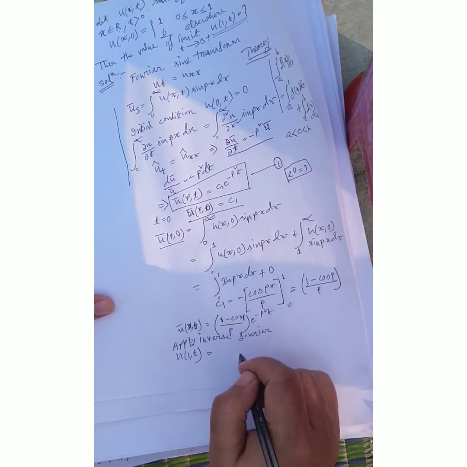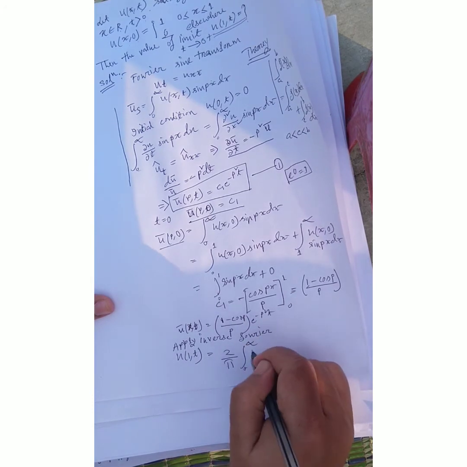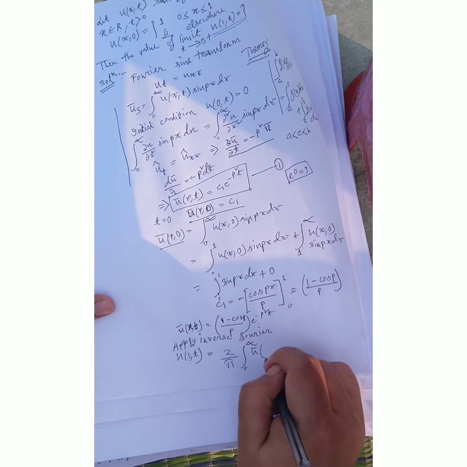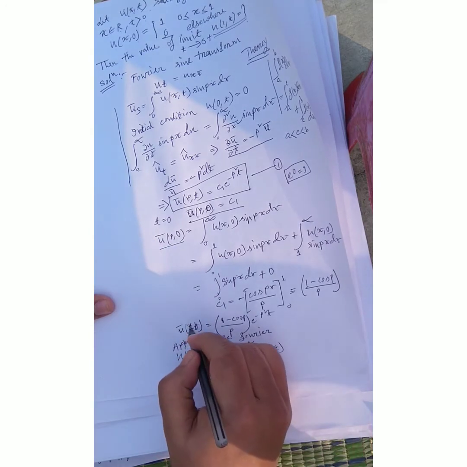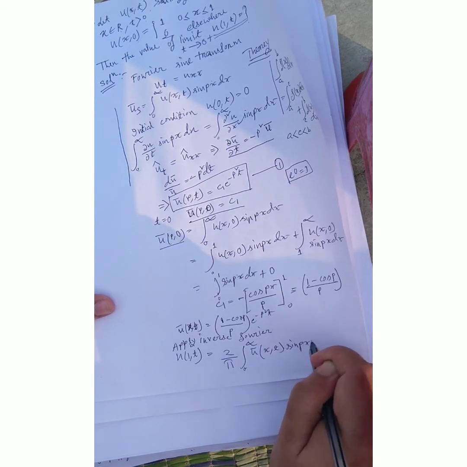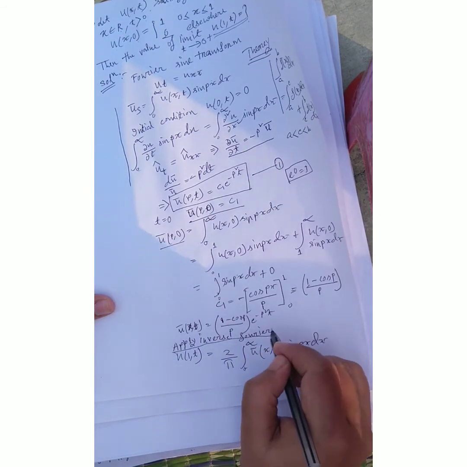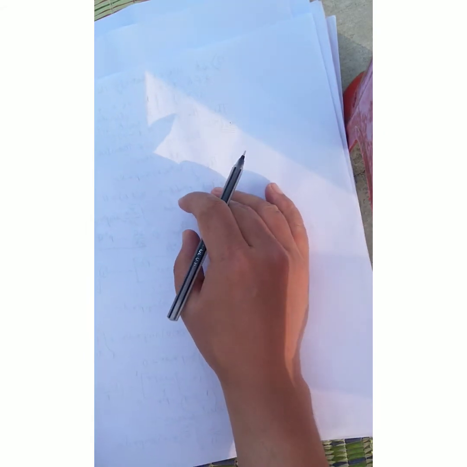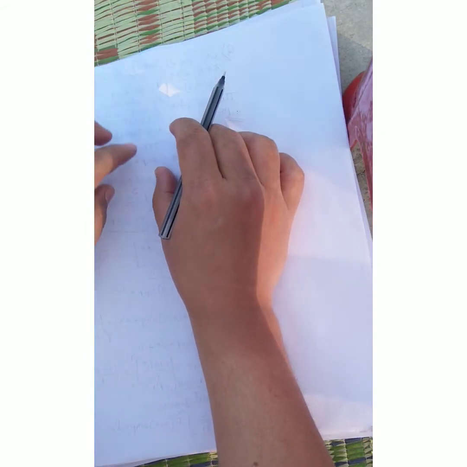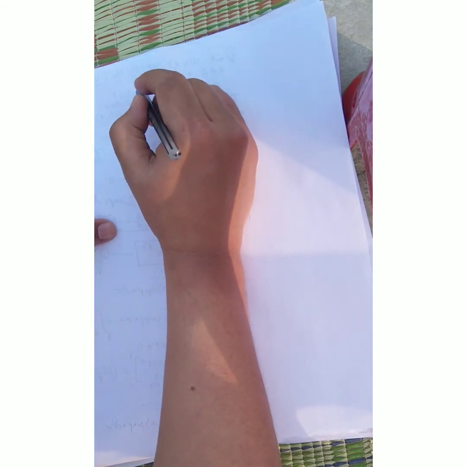What is the inverse Fourier series? 2 by pi, integral 0 to infinity of u bar (x, t) sin px dx. Okay, this is the inverse Fourier transformation. I apply the inverse Fourier transformation. Next I go, simple fact, u(x, t).